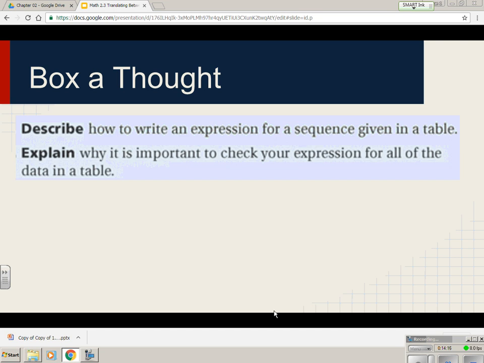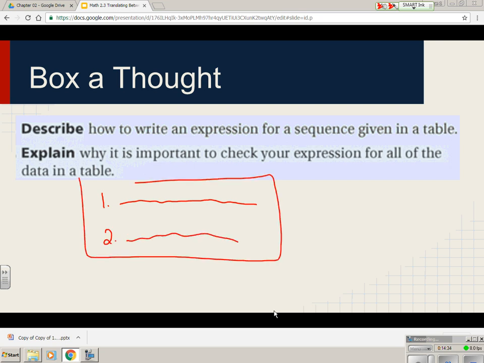And number 2, explain why it is important to check your expression for all the data in the table. Why is it important to make sure everything lines up perfectly? Should be pretty easy to answer. Make sure you're separating these 2. Like in your box of thought, you're going to put 1 and give your answer. Skip a line and then go to 2 and give your answer. And then box it off. Okay, table it, box of thought. That's how it should be looking in your notes. When you're done with that, it's time for the quiz.